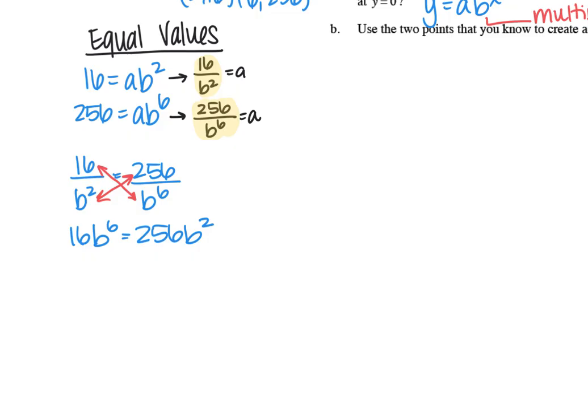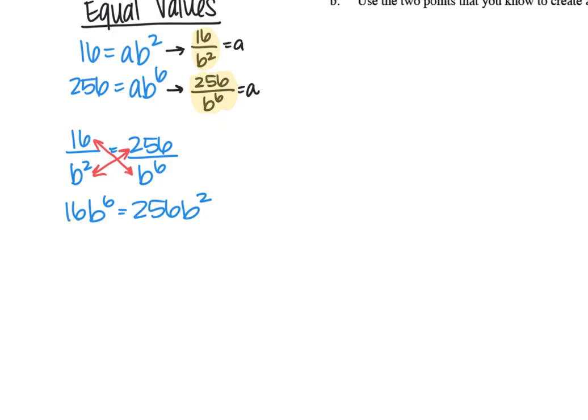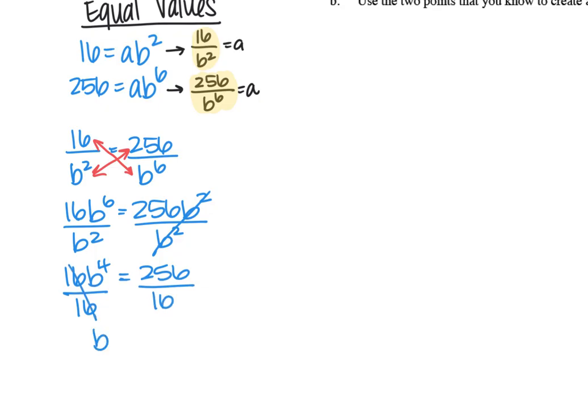Now, I got to get all my b's on one side. I got to get all my numbers on the other side. So I'm going to divide both sides by b squared. The reason I chose b squared is because I know that when I divide both sides by b squared, my b's are going to be left in my numerator. So I'm going to start here, divide by b squared, divide by b squared. These two b squareds cancel out. I have 16b to the 4th because 6 minus 2 is 4. Equals 256. Now I have to divide both sides by 16. And I end up with b to the 4th equals 256 divided by 16 is 16.